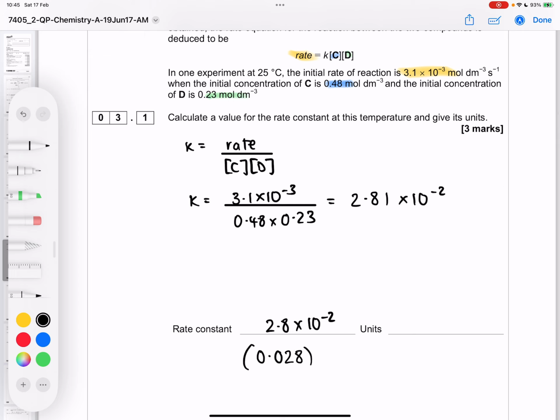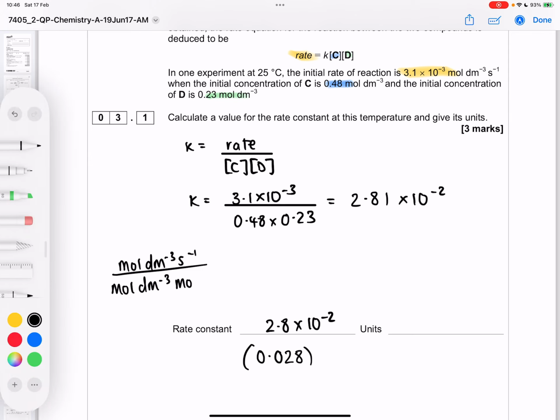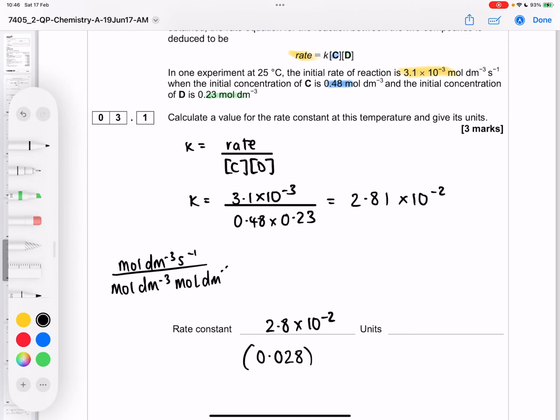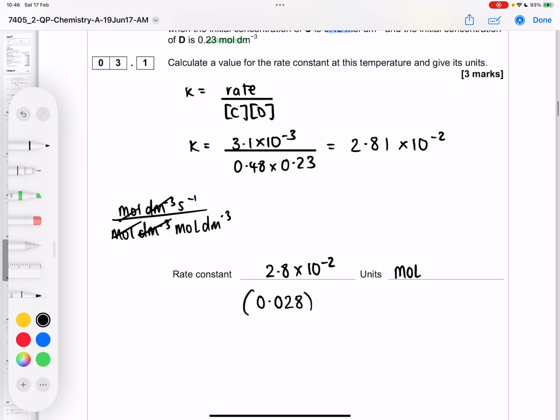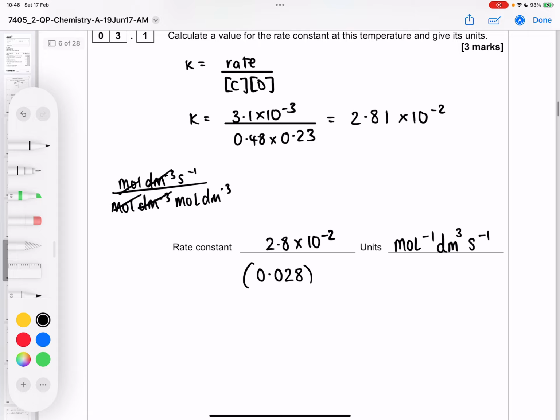Now we have to find the units. So remembering that the units of rate were in moles per decimetre cubed per second, and each one of their concentrations were in moles per decimetre cubed, then what we've ended up doing is losing some of our moles per decimetre cubed, and we've ended up with one lot of moles on the bottom line, so moles to the minus 1, dm cubed, because the minus 3 becomes positive 3, and the second to the minus 1 always stays with our rate equations.